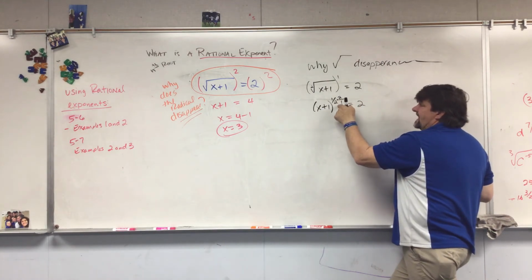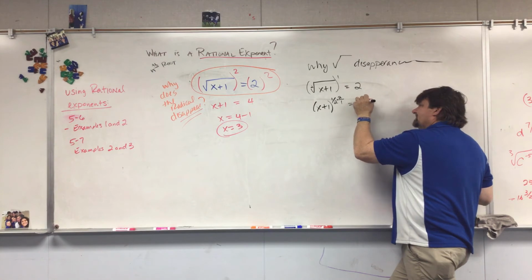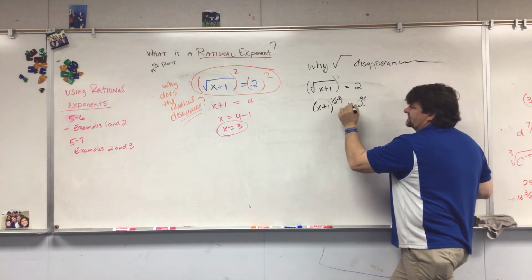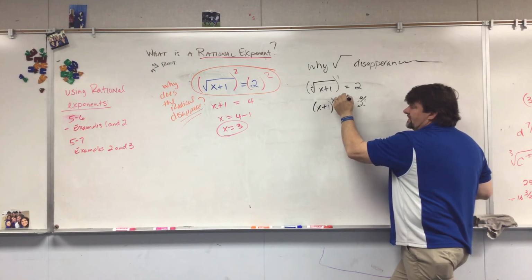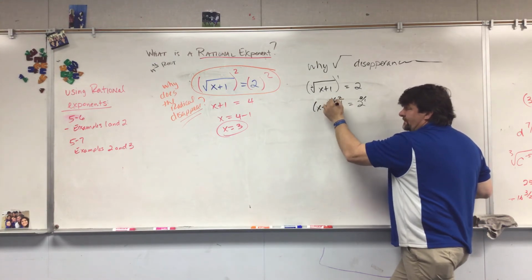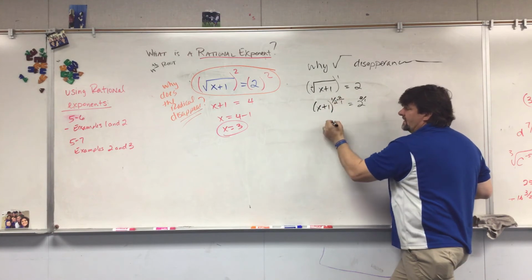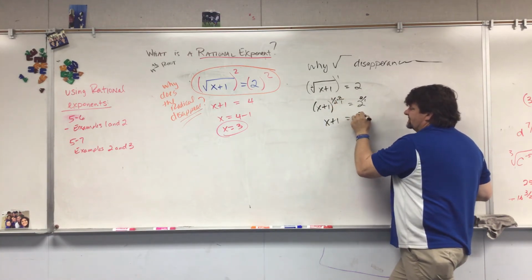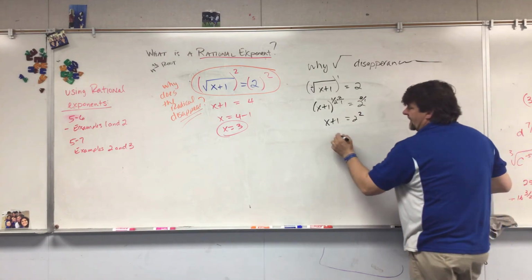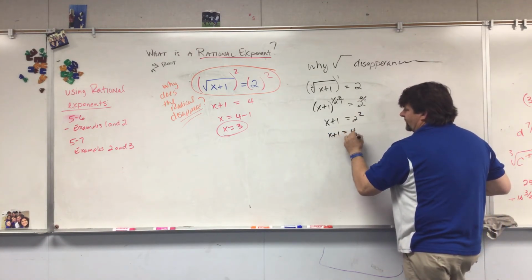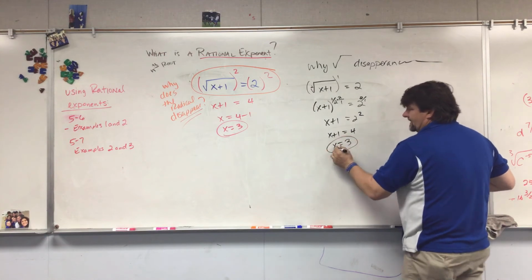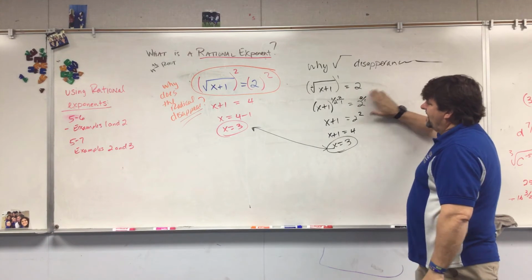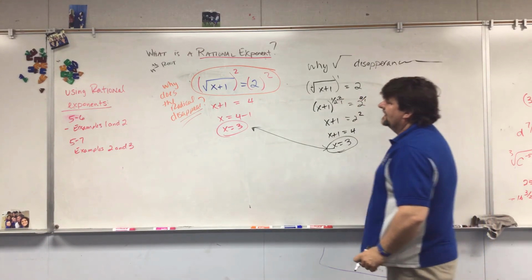But what I do to one side, I have to do to the other, so I have to multiply this by 2 over 1. So 1 times 2 is 2, 2 times 1 is 2. We cancel those out, and they disappear. 1/2 times 2 is 1, so I get x plus 1 to the 2 squared. And then x plus 1 equals 4, x equals 3. Same exact answer. This is the mathematical reasoning behind it.